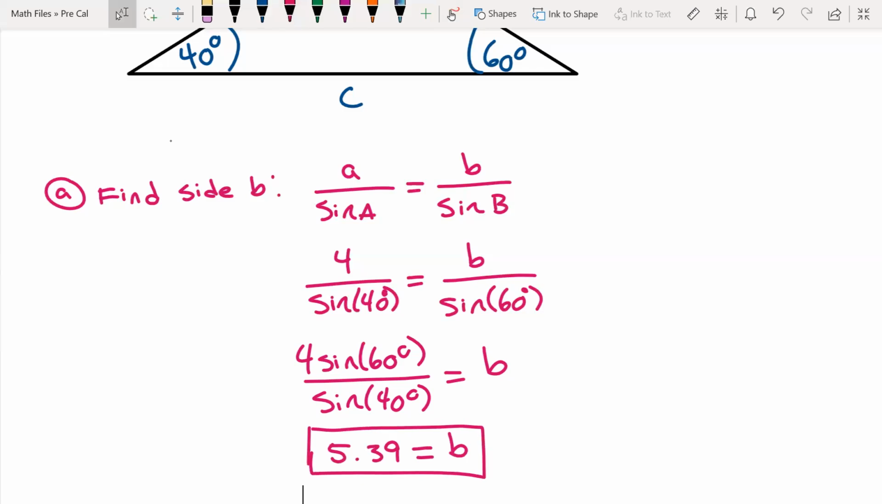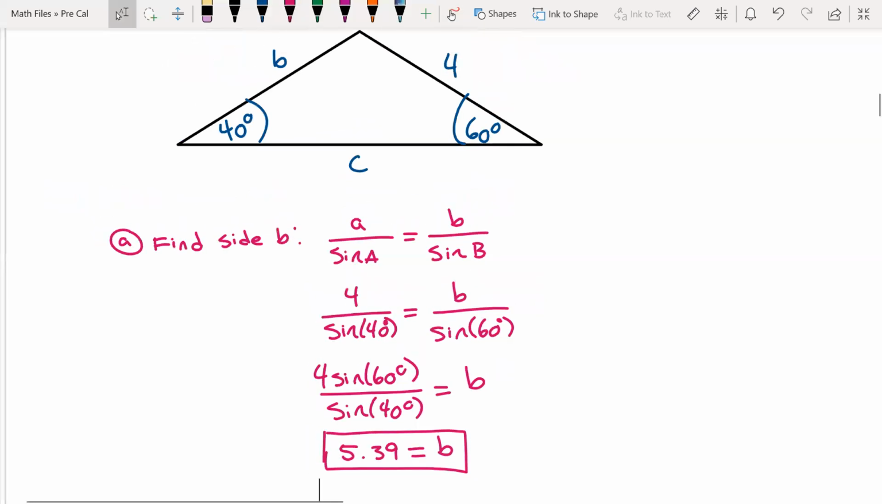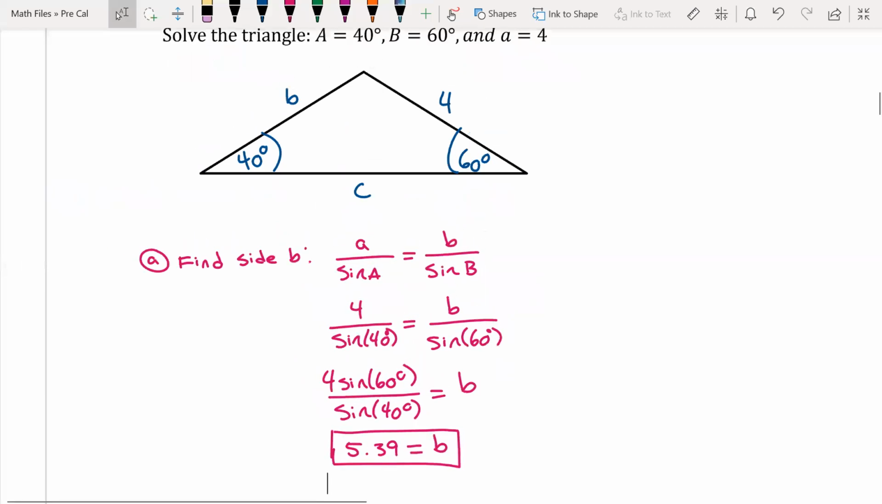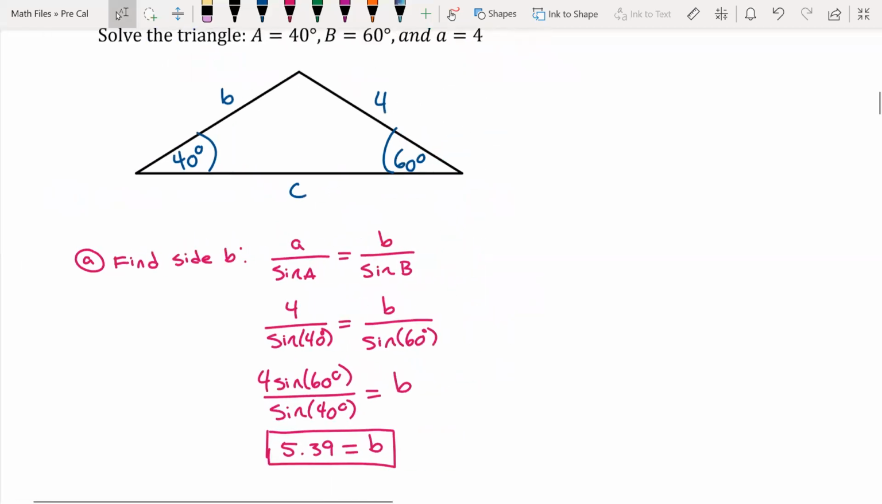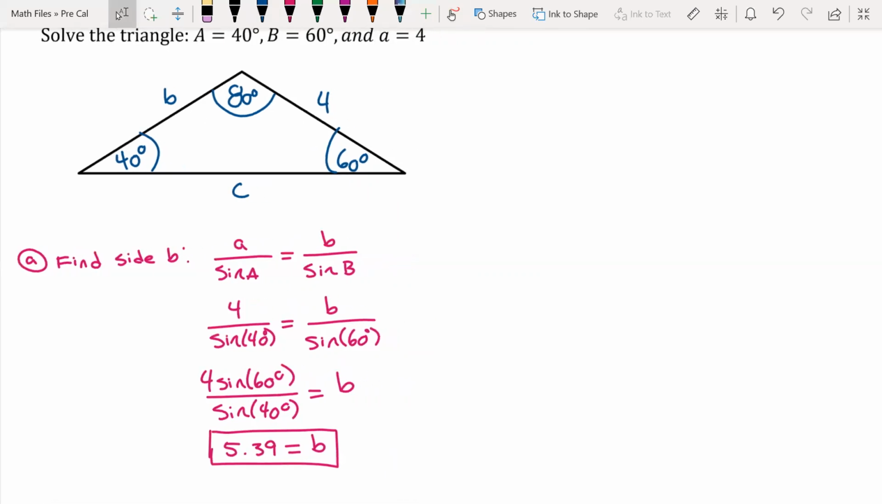Perfect. Okay. Oh, I guess one dead giveaway was that if we know angle A and we know angle B, what is the value of angle C? 80 degrees. There you go. Because they almost add up to 180, right? Correct. All right. And now, since we have side B, all we have left to do is find side C.